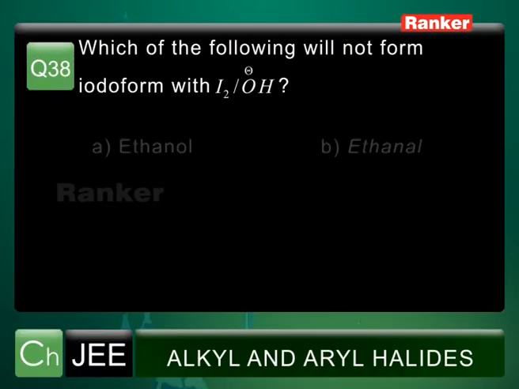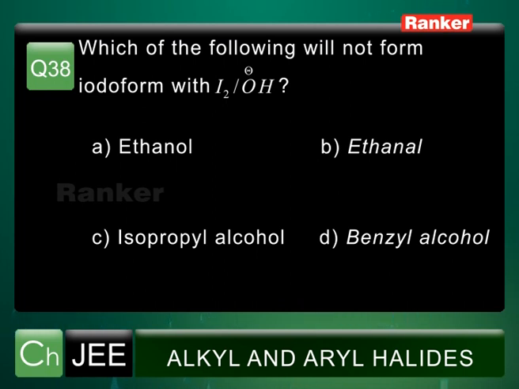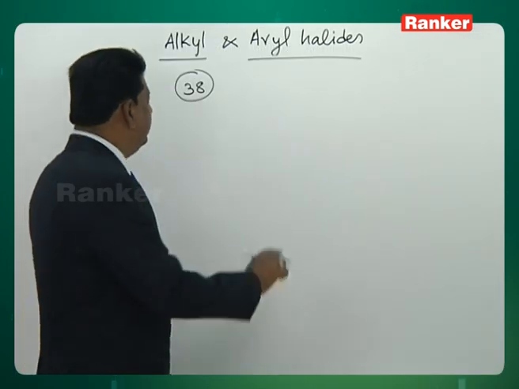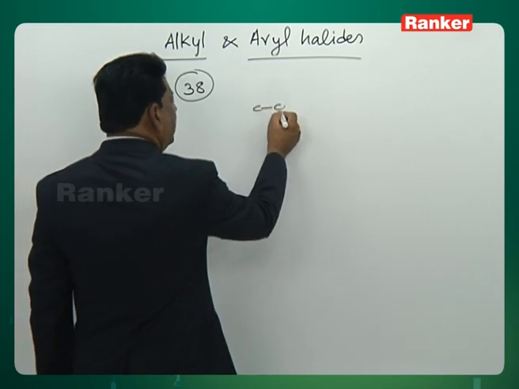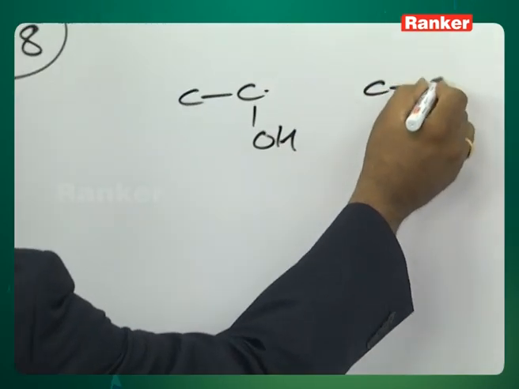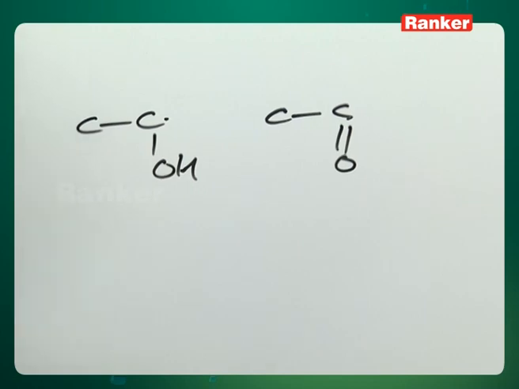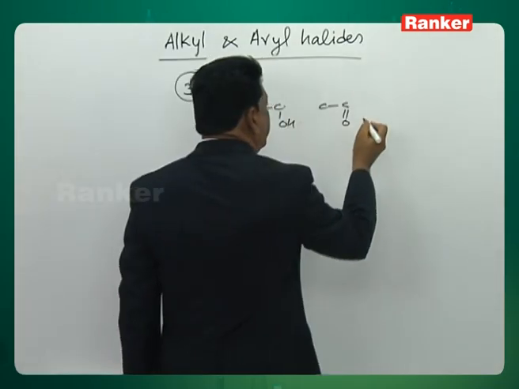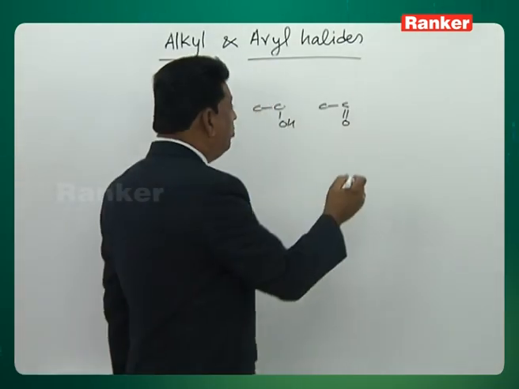Which of the following will not give the iodoform test with iodine and the base OH minus? Ethanol, option A. Option B, acetaldehyde. Option C, isopropyl alcohol. Option D, benzyl alcohol. Ethanol, that is option A, is ethyl alcohol that gives the reaction as an exception case. Acetaldehyde also gives it as an exception case. And the third one is isopropyl alcohol.